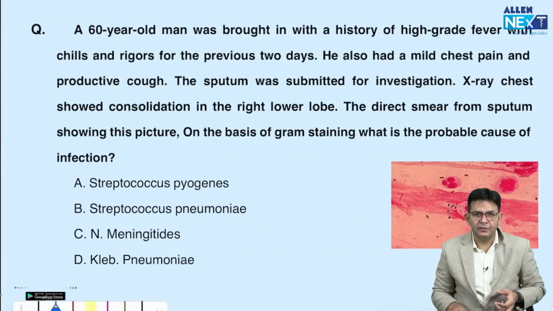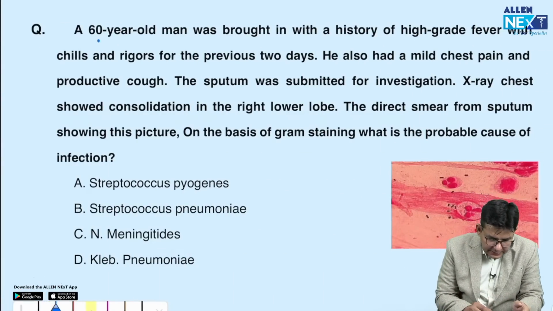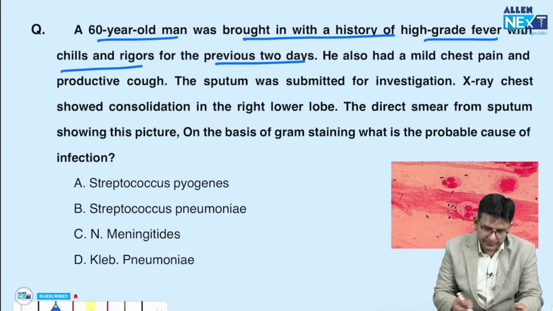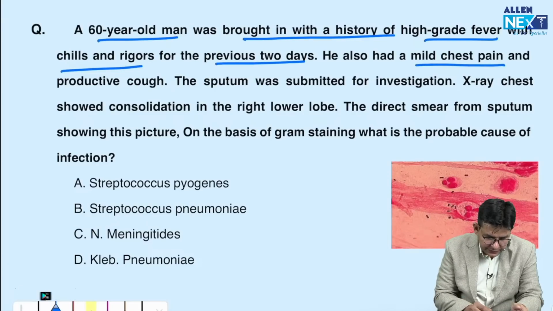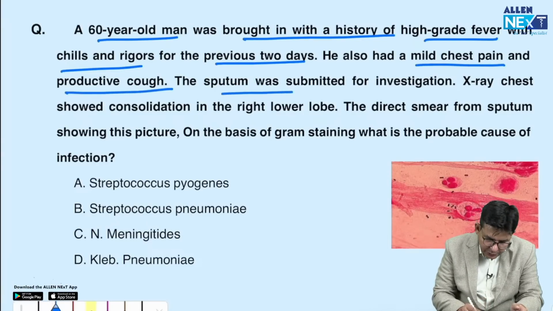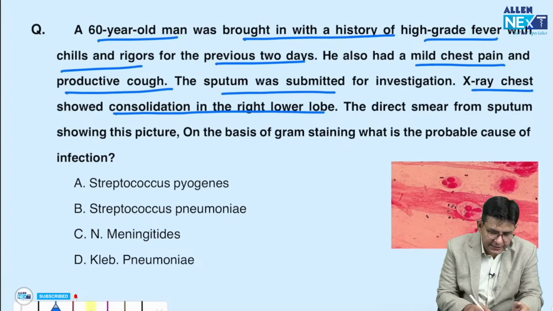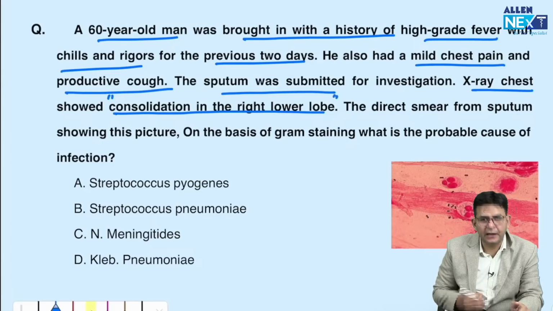Now coming to this question: a 60-year-old man was brought in with a history of high-grade fever, chills and rigors for the previous 2 days. He had mild chest pain, and productive cough is also there. The sputum was submitted for investigation. The X-ray chest shows consolidation in the right lower lobe, a characteristic finding of a particular organism.